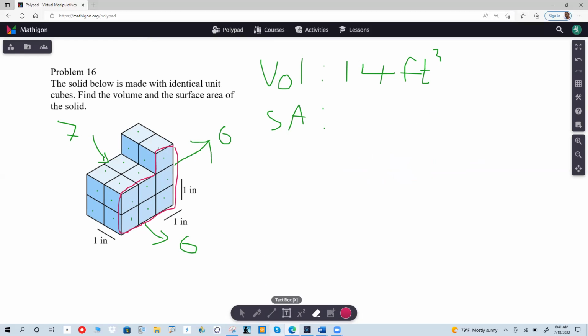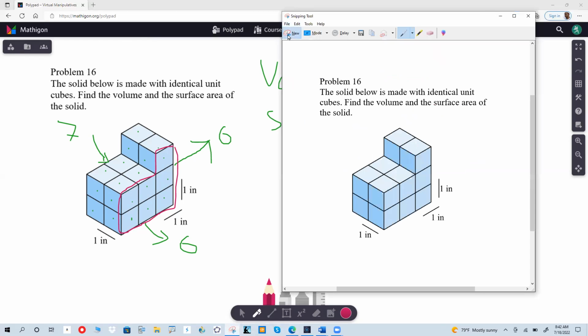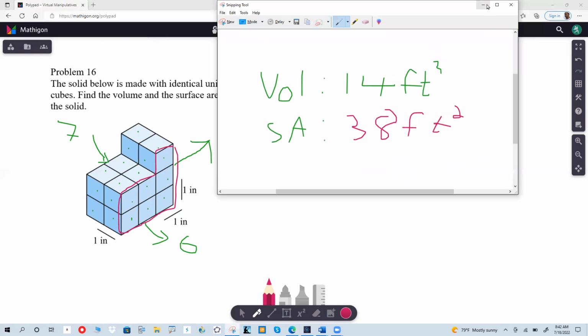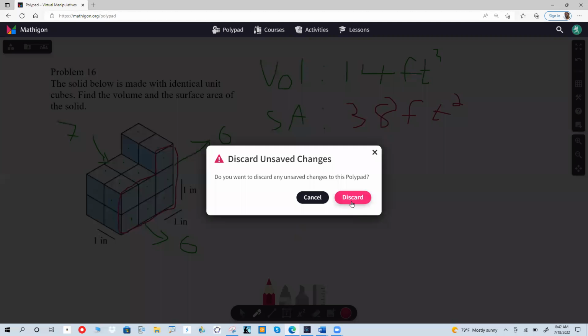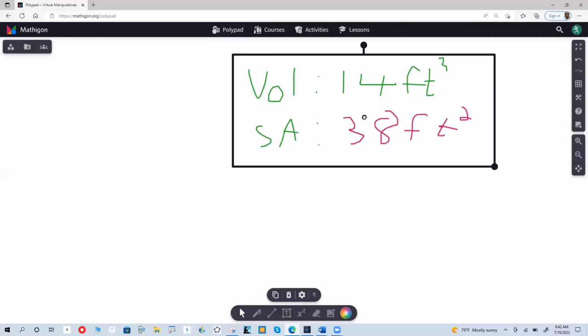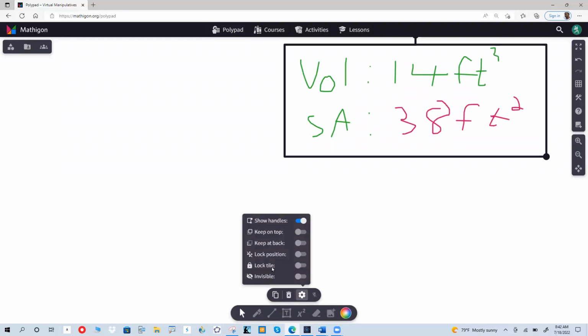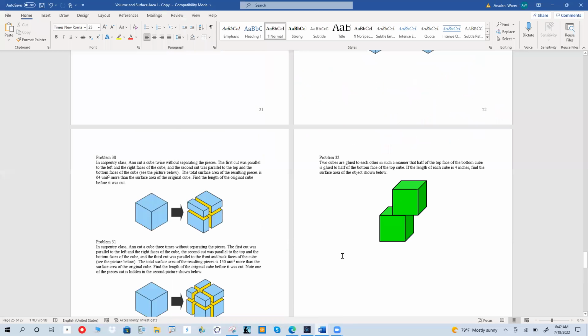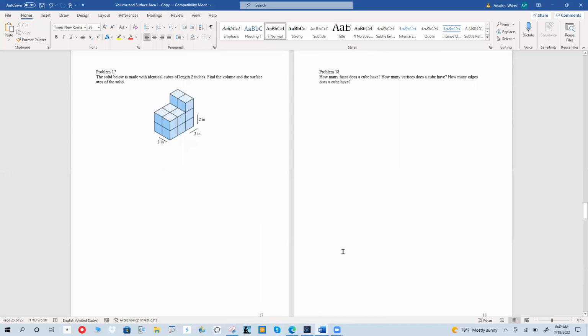Okay. So I'm just going to write my answer to number 16 is 38 for surface area and 14 for volume. I'm going to take this. Again, this is not my answer, but I'm going to use it, and that's very important. All right, so this is my answer to number 15. I know you haven't even seen number 17, but let's try it. All right, here is our problem.